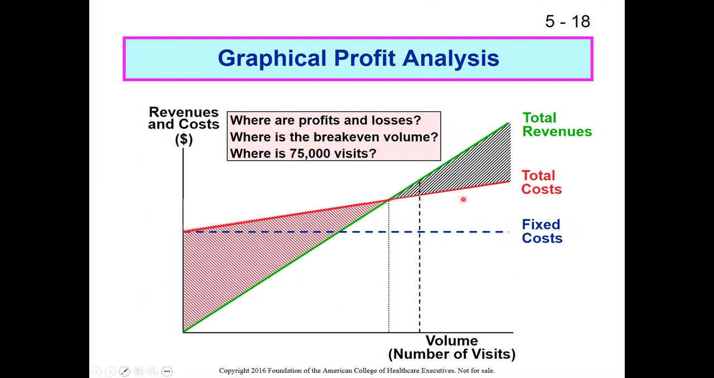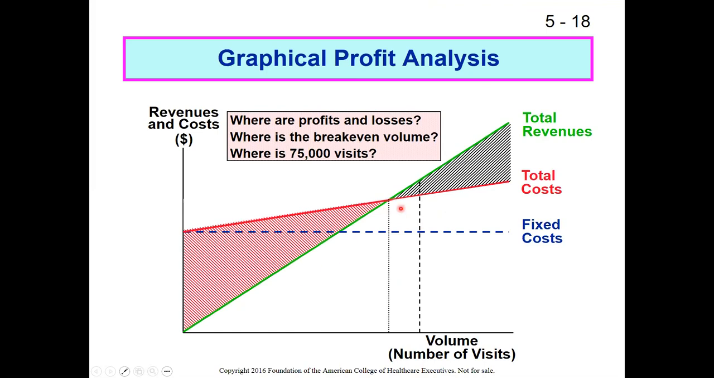What fixed costs helps us do is figure out where we start drawing our total cost line. Total cost is the sum of variable cost and fixed cost, right? And the gap here is the total variable cost. You can see that gap grows as we move to the right as we increase the number of visits. Why? Because even at 28.18 per visit, as we increase the number of visits, it's going to be 28.18 times 1, 28.18 times 2, 28.18 times 10, 28.18 times 1,000, and so on as we move out.